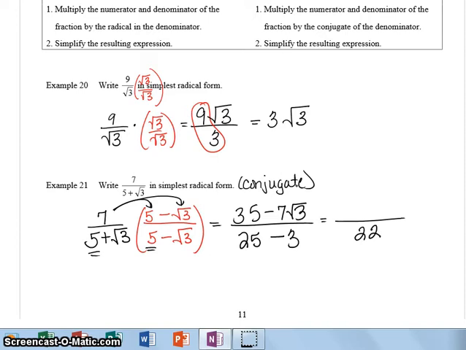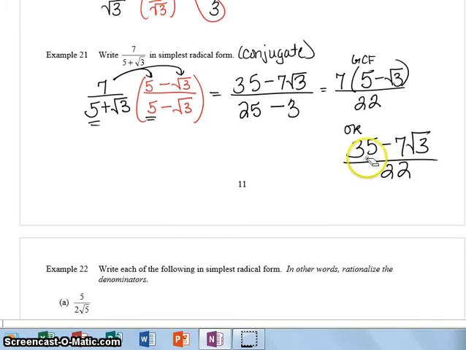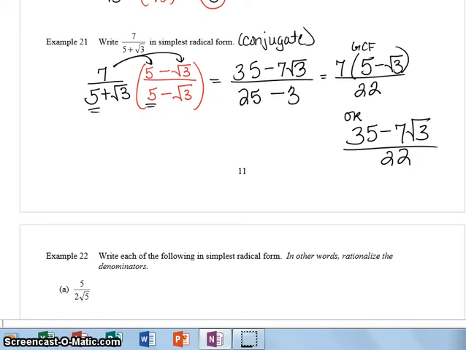Oh no, I'm okay. The only thing I'd be careful about is up here at the top, I could technically factor out a 7, and I'd be left with 5 minus radical 3, but then the 7 and the 22 don't reduce, so technically you could stop. You could leave it like this. All I did was do a GCF up top, or 35 minus 7 radical 3 over 22 is also accepted as your answer, again because 35 and 22 nothing reduces, and 7 and 22 nothing reduces.